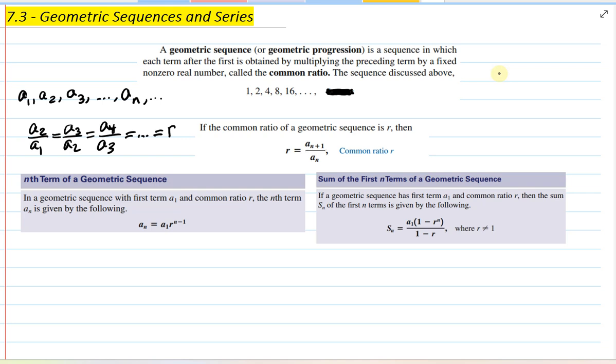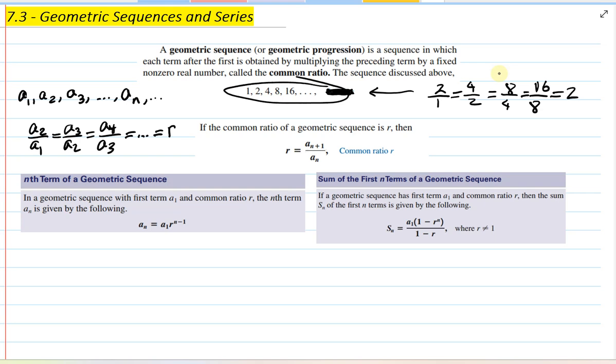All right. Now, the more general form is what you see here. So in general, you take the next term divided by the term previous to that, and you get what we call the common ratio R. So in this example, if you look at the ratio of 2 to 1, it's the same as 4 to 2, same as 8 to 4. See, the next one over the one before. These are all 2's. So we do have a common ratio in this sequence.